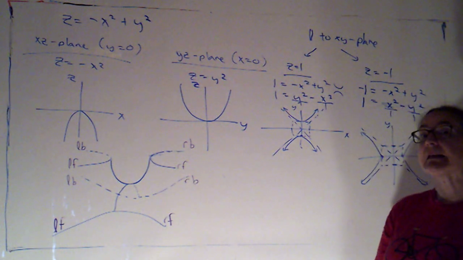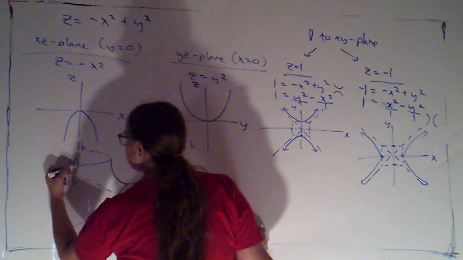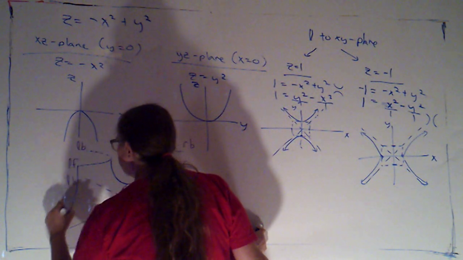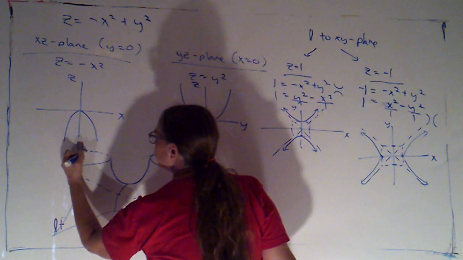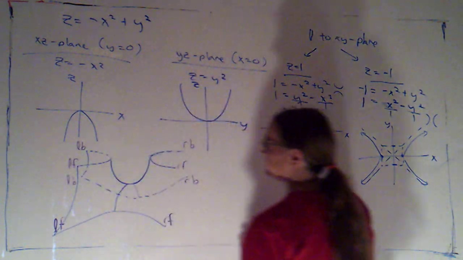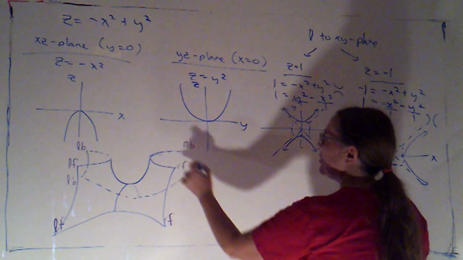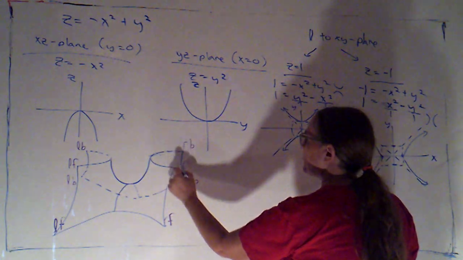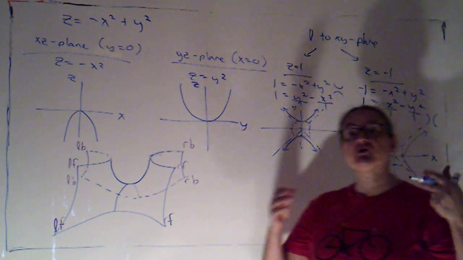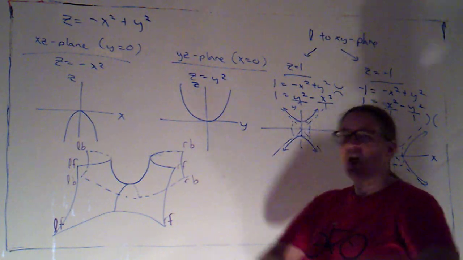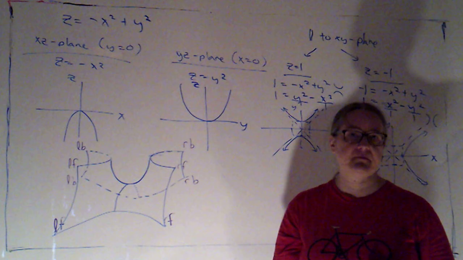I'm going to connect like part to like part. So left front gets connected to left front. Left back gets connected to left back. Right front gets connected to right front. Right back gets connected to right back. Now it's starting to look like a two-dimensional surface rather than just a bunch of curves hanging out and having a good time together.